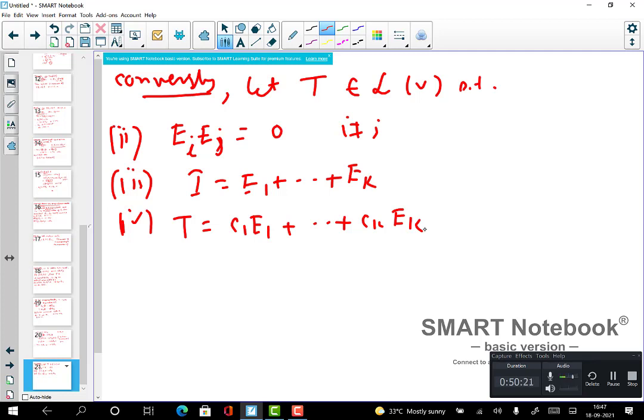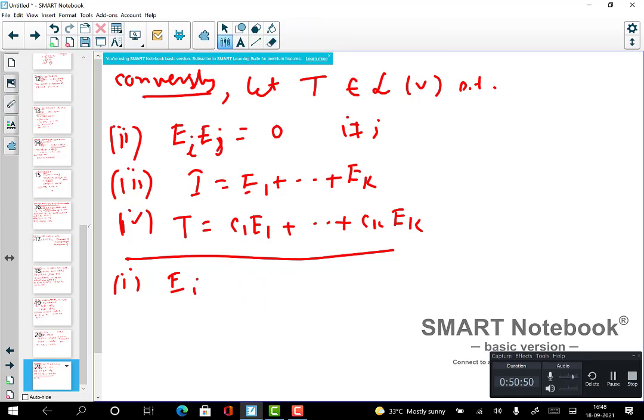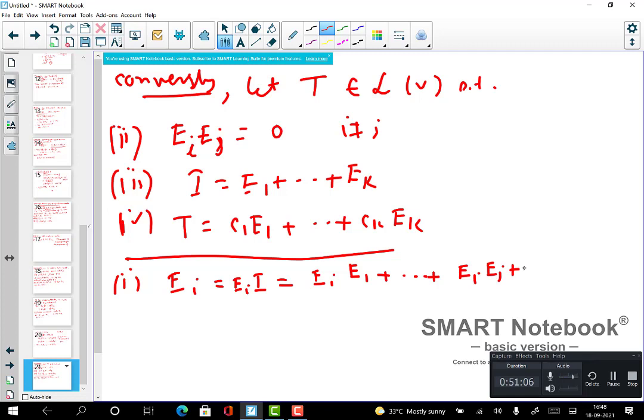Now how do you prove number one, that Ei is a projection map? You multiply by Ei on both sides. So Ei equal to Ei of I, which is nothing but Ei of E1 and so on, Ei of Ei, and then Ei of Ek. But I know that other than i equal to i, everything is 0, so this is nothing but Ei squared. So that means this is a projection. This is the proof of the first one.